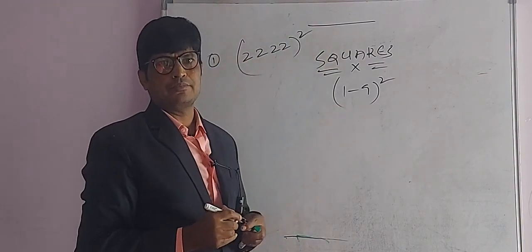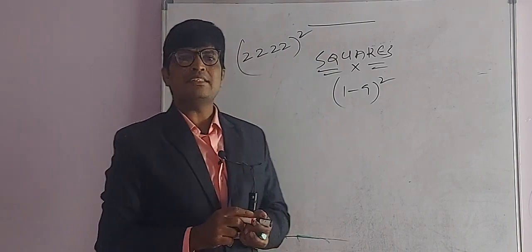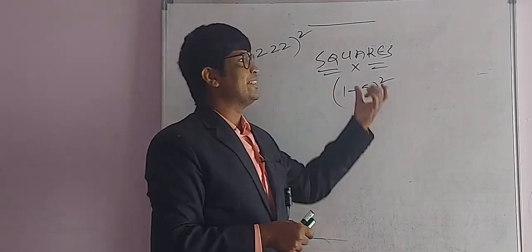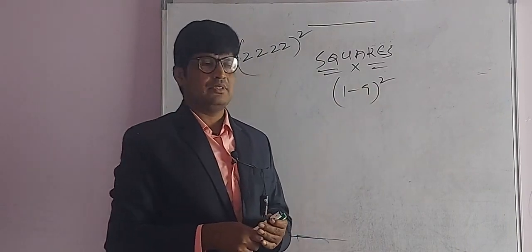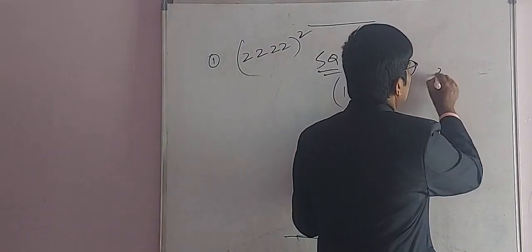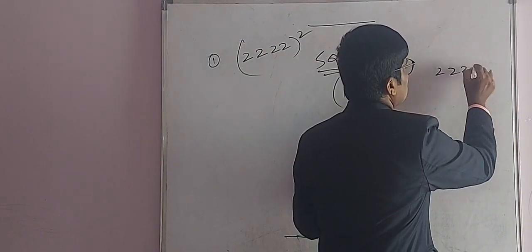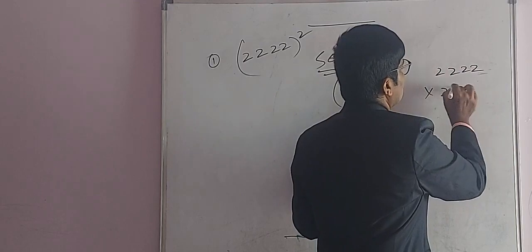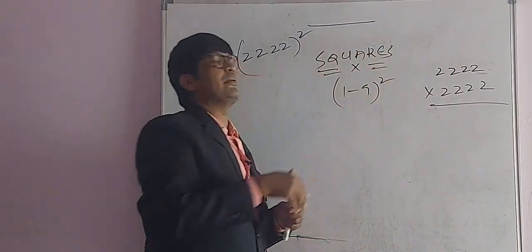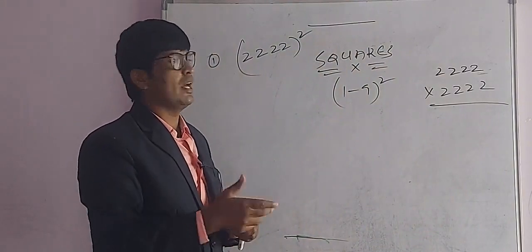2222 whole square. Now let us see the difference between this method and our traditional concept. So first let us see the traditional concept. If I take 2222 like this and perform the traditional method, how long will it take?